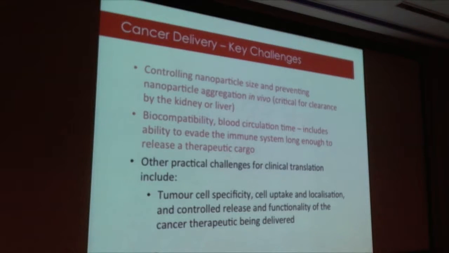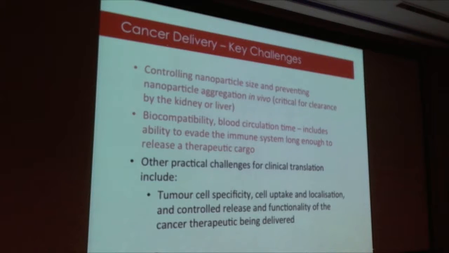Other practical challenges, I guess, to think about for clinical translation is really, it comes back down to the disease state, and really, I guess, understanding the disease and the biology of disease you're working on. In the case of cancer, you want to try and deliver things directly to tumours. You want to make sure that the cells can take up the particles, they're localised to the right site, you're not getting it distributed to areas of the body that you don't want it to be distributed to, and you want controlled release and functionality of these materials.